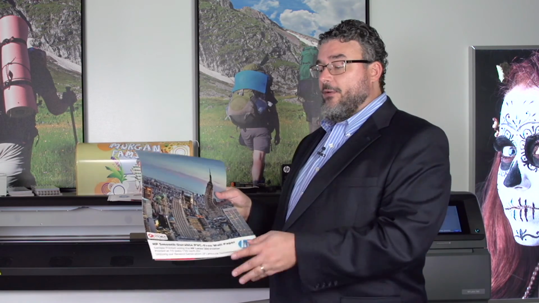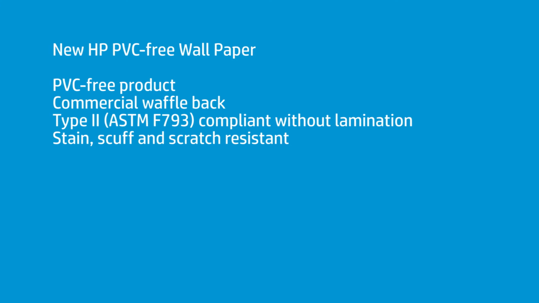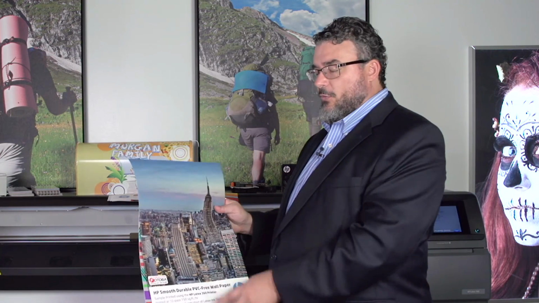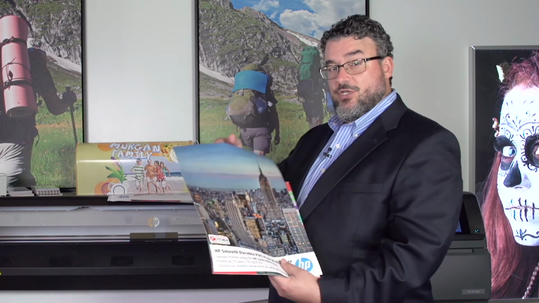This is a new product. This is very important for us. This is a new HP material that we've been developing. This is a very big investment in HP into wall covering decor. This is a PVC-free product, which I think is ideal. I think that's a very interesting proposition in the marketplace. It's got a commercial waffle back, so you use this for commercial applications. And here's the clincher. It is Type 2 certified with no lamination whatsoever. So this is a very innovative product that takes advantage of the scratch resistance and scuff resistance and stain resistance of our new latex printers, with a media that's perfectly paired to complement our environmental footprint with a PVC-free wallpaper. And this is new from HP. It's just been released.